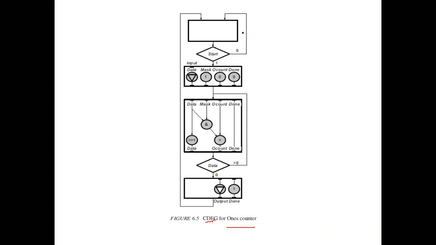Same ones counter, we are specifying using a control data flow graph. So here we have basic blocks as well as condition checks. We have 4 basic blocks in this particular control data flow graph, and the first block is empty. So we enter the first block, and there is nothing to do here. It's an empty block.